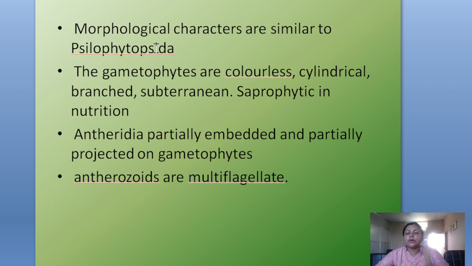After that, the morphological characters, if you see in them, are similar to the primitive group, the Coelophytopsida group. That means they also do not have roots, they bear rhizoids, leaves are not present, appendages may be there, and very simple dichotomous branching you can see. And the gametophytes are colorless, cylindrical, branched, subterranean, saprophytic in nutrition. The antheridia are partially embedded and partially projected on the gametophyte. Antherozoids are multiflagellate.